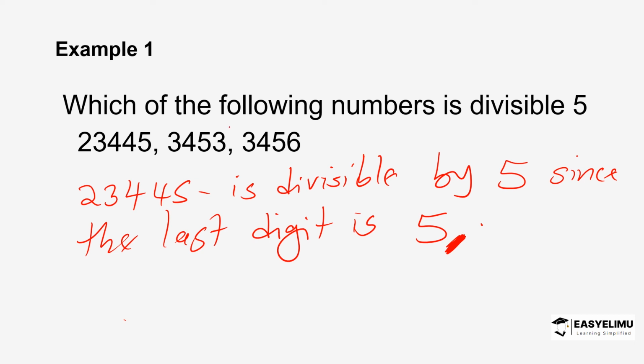So we are sticking to the question that is asked. We are supposed to highlight which one is divisible. So it is this one, and we have given the reason. So you don't just say this and then you don't give the reason. All the time, remember to be giving the reasons why you arrive at such a conclusion. So we say 23,445 is divisible by 5 since the last digit is a 5.